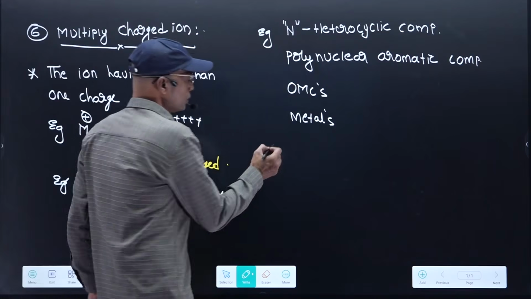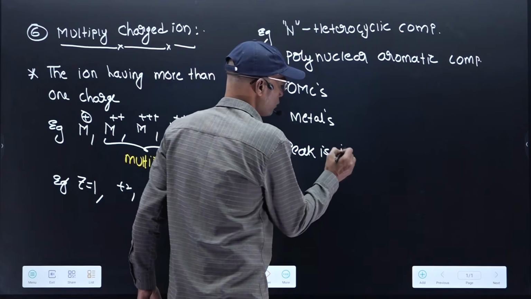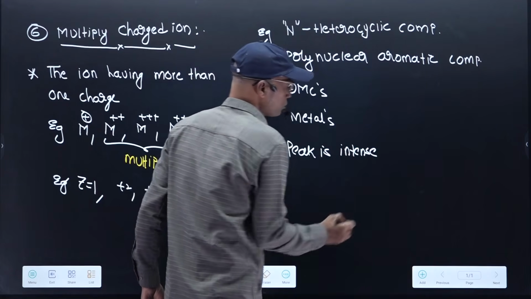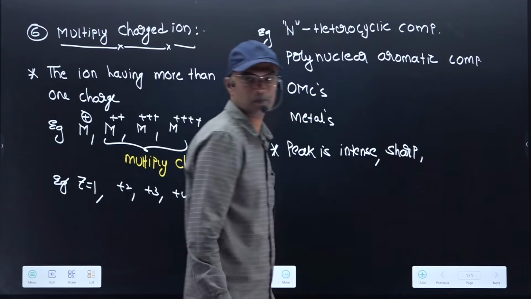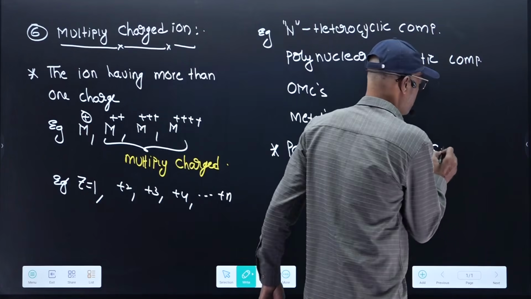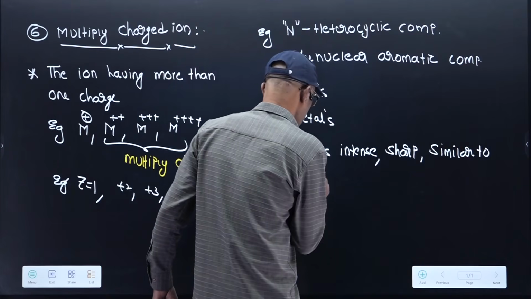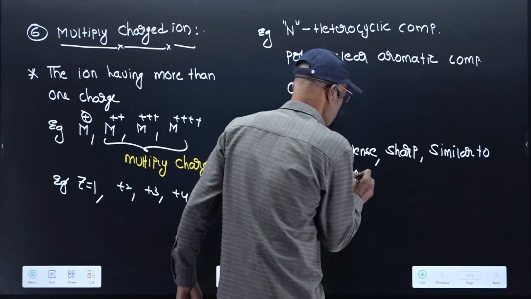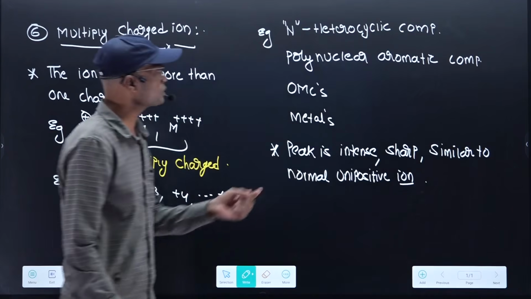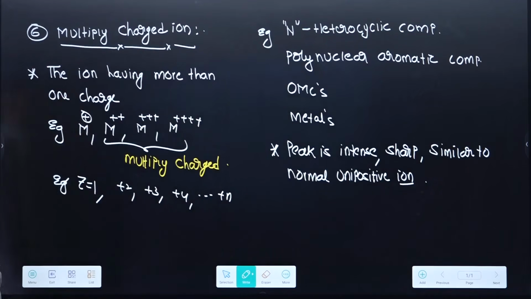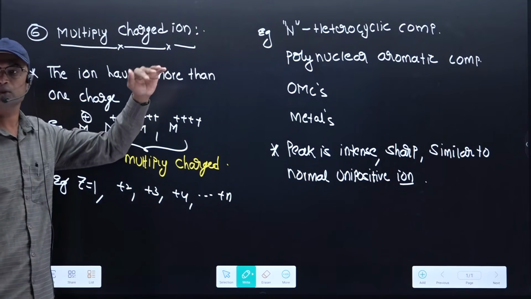Especially for this one, the peak is intense. The peak will be similar to intense and normal peaks. Here it will be a sharp peak, intense and sharp, similar to a normal ion. These ions are similar to a normal unipositive ion. So what does it mean? Unipositive ions show a sharp vertical line, and similarly these also show the same. So there is no special difference between multiply charged ions and normal ions. Both are the same, the only thing is they carry more than one charge.